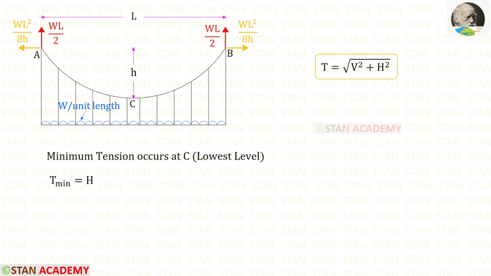Now let us see how to find the minimum tension. The minimum tension will occur at the point C because it is at the lowest level. We know the formula to find the tension, that is root of vertical component square plus horizontal component square. At the point C, the vertical component will be 0. So we will have root of h square. Root of h square is h. So the minimum tension will be the horizontal thrust h. We know that h is WL square upon 8h. So the minimum tension is WL square upon 8h.